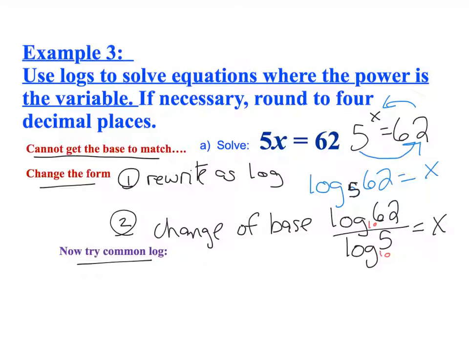Now because this is base 10, I can put all that into my calculator, and I get x equals 2.5643. Okay, that's how we solve this log. So first step was to rewrite the exponential equation as a log, then use the change of base formula to get it as a common log, and then we can put it in our calculator.